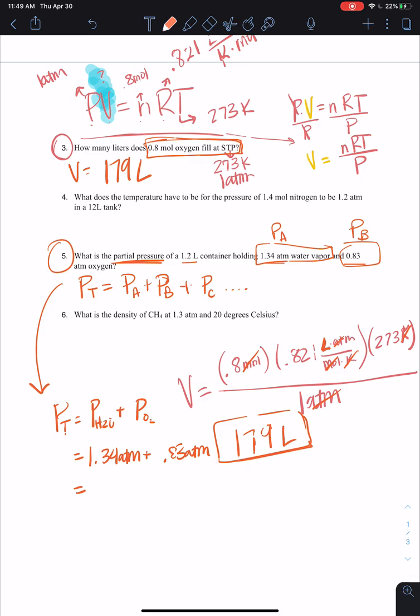2.17? Is that right? Hold on. 2.17. And that's your total pressure. That really is that easy.